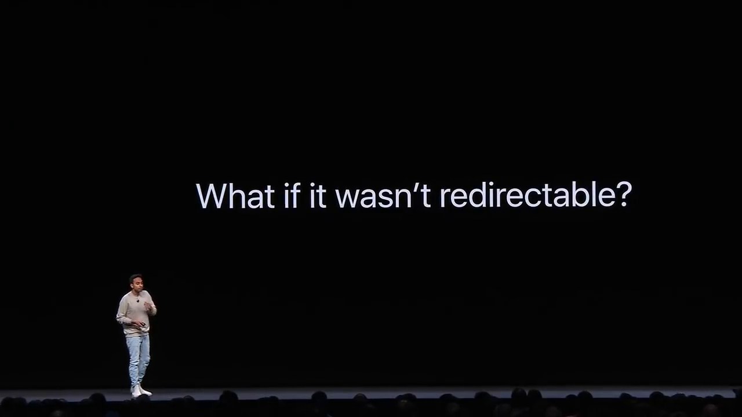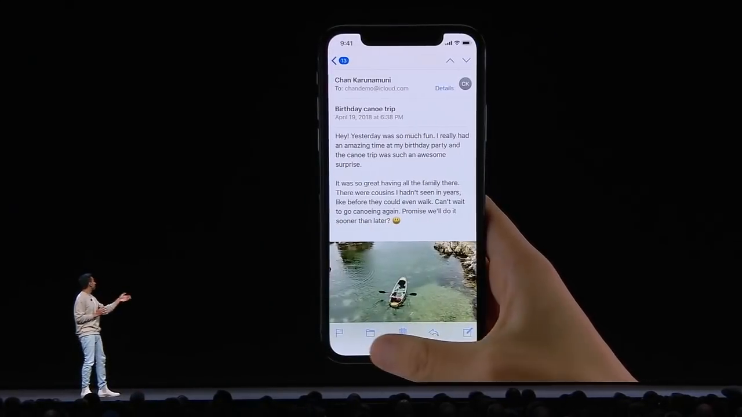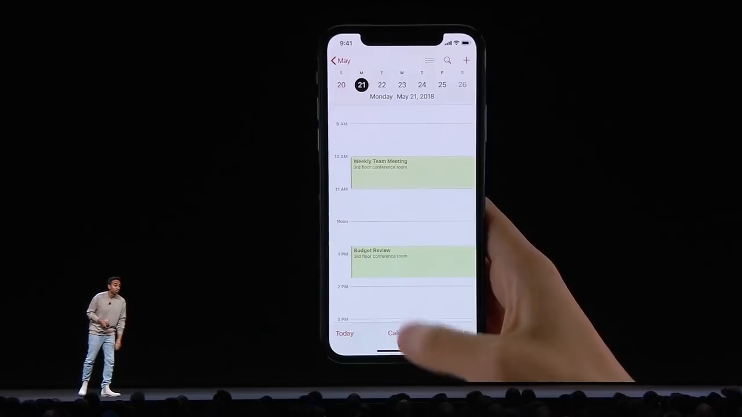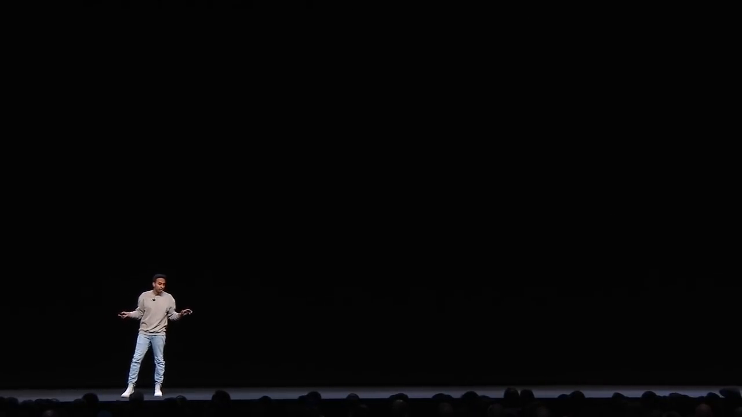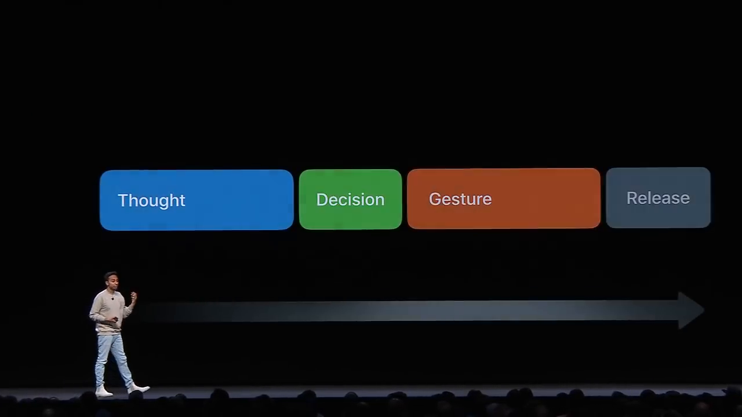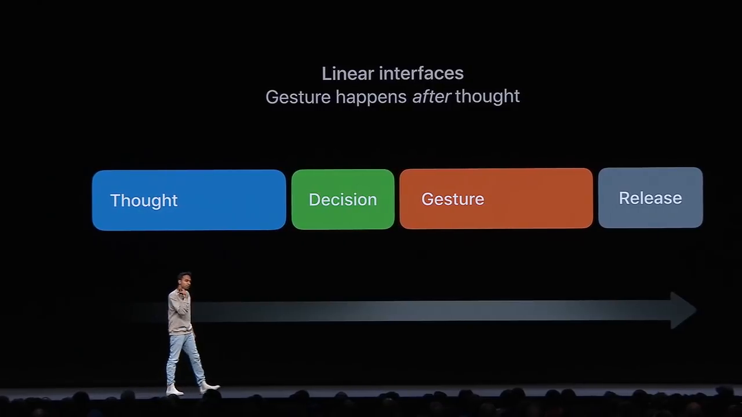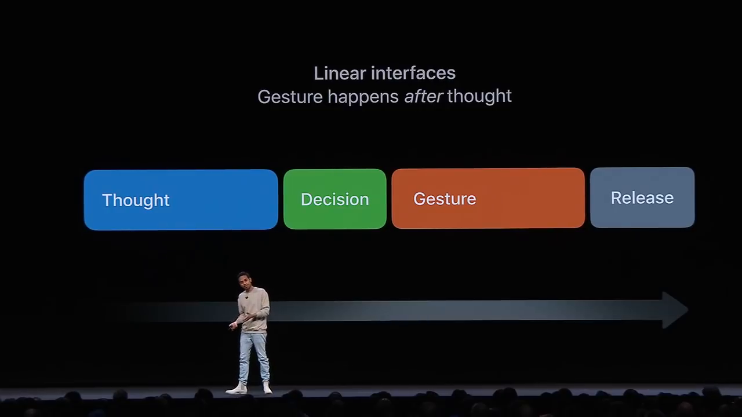So this might not seem that important, but what if we didn't do this? What if it wasn't redirectable? What if the only gestures you could do were this horizontal gesture between apps and then a vertical gesture to go home, and that's it? You couldn't do any of that in-between stuff I just mentioned. Well, what would happen is that you would have to think before you perform the gesture, you'd have to think what you want to do. And so the series of events would be very linear, right? You have to think, do I want to go home? Do I want to go to multitasking? Then you make your decision, then you perform the gesture, and then you release.